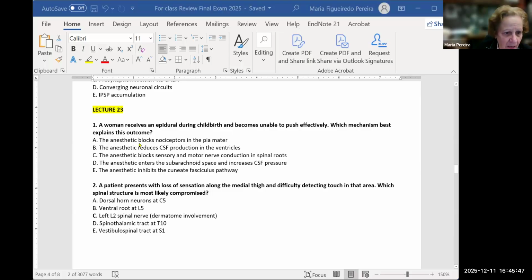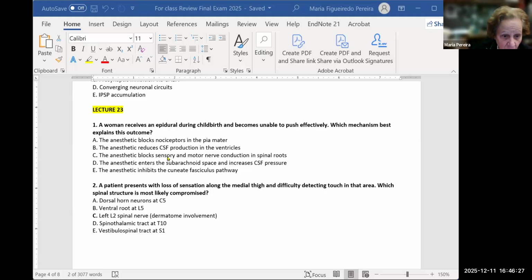Okay. A woman receives an epidural. So now we're down to the spinal cord. Lecture 23. A woman receives an epidural during childbirth and becomes unable to push effectively. Which mechanism best explains this outcome? Well, this is not a very good situation because the anesthesia is supposed to only affect pain, not affect the muscles. So which mechanism best explains this outcome?